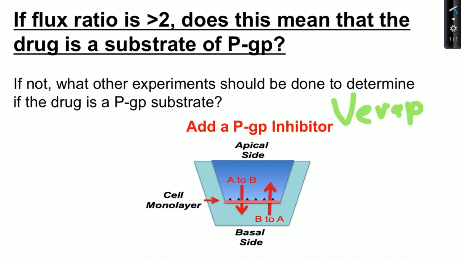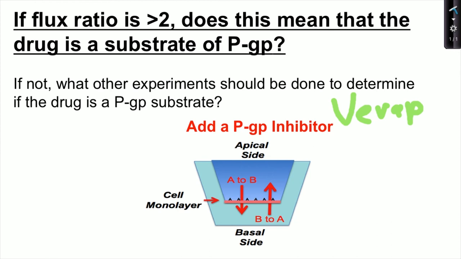And what should that inhibitor do? Well, that should reduce B to A flux, because you're inhibiting PGP efflux. So the B to A over A to B flux ratio might go back to 1, because you're reducing the active transport flux by PGP into the apical compartment. So you add that inhibitor, and if the inhibitor reduces the B to A flux or changes the flux ratio from 2, for example, or 10, whatever it is, greater than 2, back down to 1, or just reduces it, it probably means the drug is a substrate of PGP.